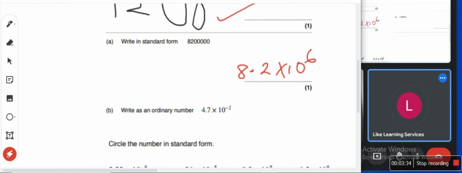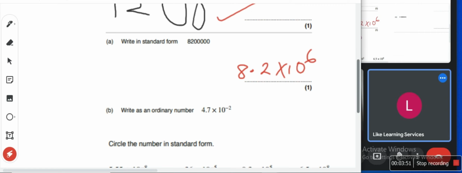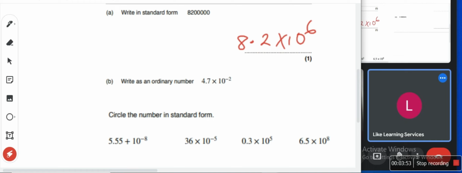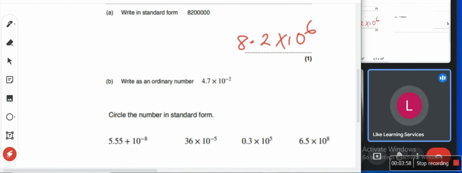After the first digit, okay? 1, 2, 3, 4, 5, 6. 8.2 times 10 raised to the power 6. Okay, now read B quickly. This B I'm circling just below what we did.